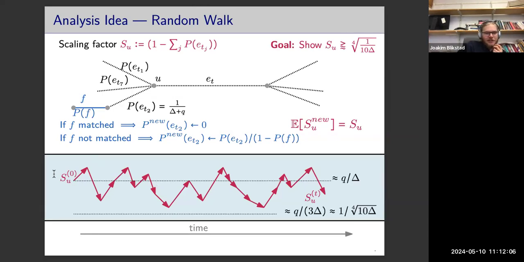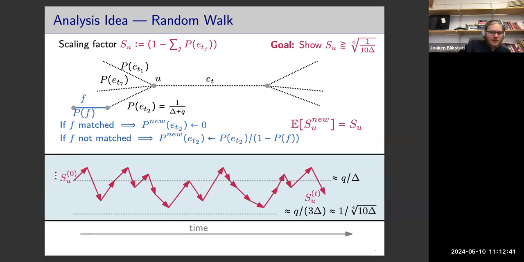And you know that initially, all the estimates were 1 over delta plus q. If you do the calculation again, you get roughly q over delta. In the end, you want to show that it's kind of high. So you have this random walk going up and down. You know it begins at q over delta. You know in expectation, it stays on the same level in each step it takes. And so what we want to show is that it never falls too far below this expectation.